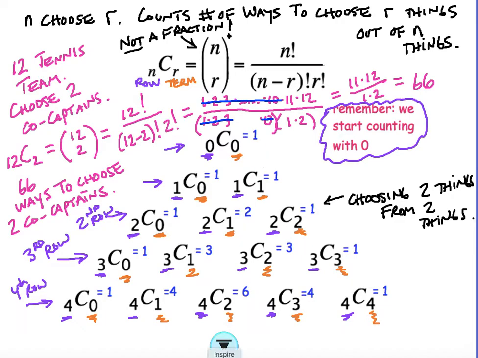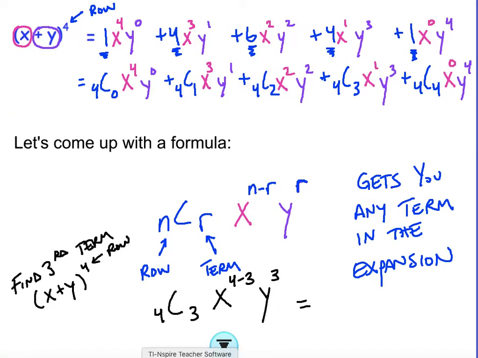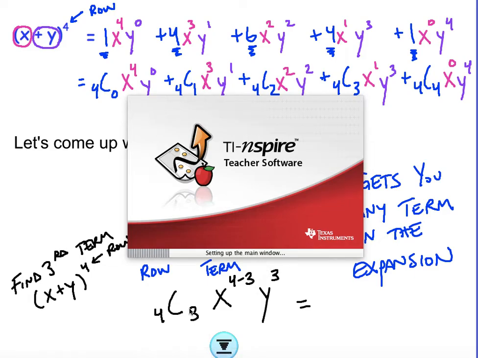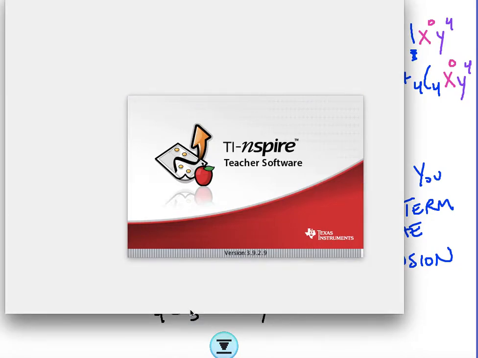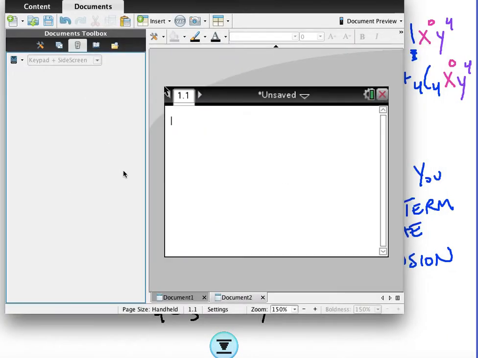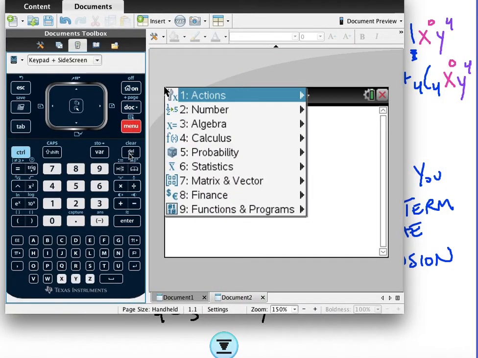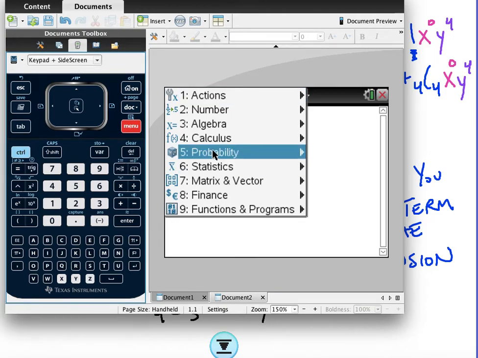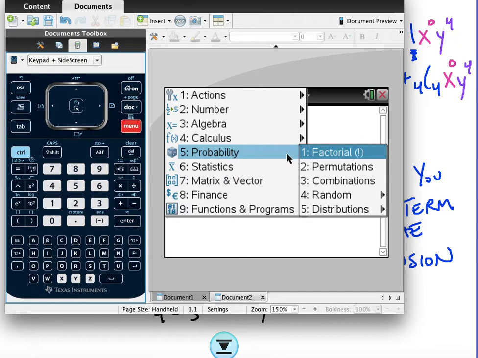And you can certainly use that formula, but I also want to show you how to do it in your calculator. Okay, I'm just waiting for my calculator to pop up here. And I'm going to show you how to type in 4 choose 3 into your calculator. Okay, so go to a blank page and you're going to press menu and then you're going to press 5 for probability and then you're going to press 3 for combinations. So that's menu 5 3. Write that down, menu 5 3.